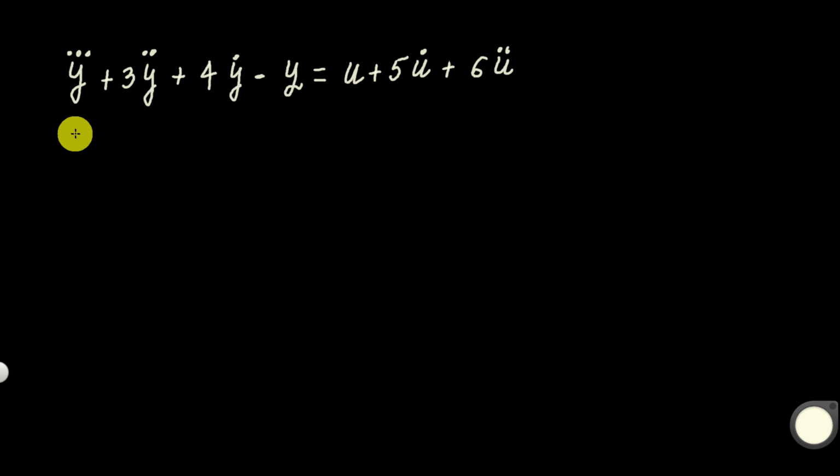Next, let's introduce the following notation. Capital Y of s is the Laplace transform of the time domain signal Y of t. The Laplace transform operator is described like this. Similarly, capital U of s is the Laplace transform of the time domain signal U of t.